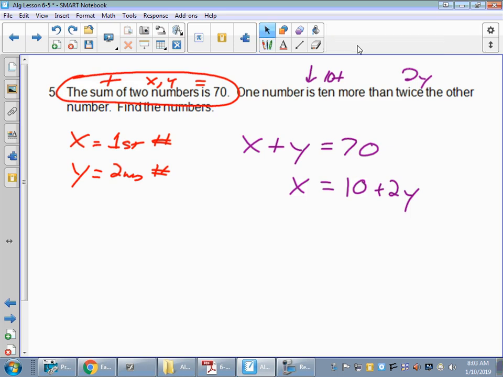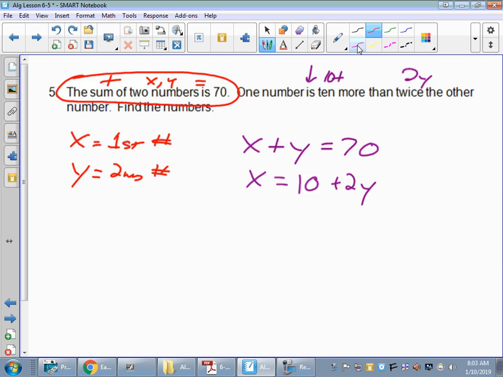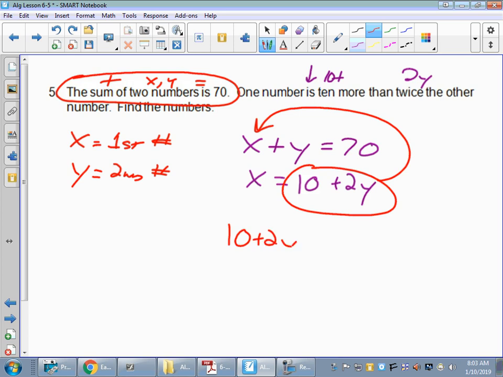So now I'm in a situation where maybe it's not elimination that we use. Maybe it's substitution, because I've already got it in the form of x equals. So that's what I'm going to do. I'm going to take this 10 plus 2y and sub it into my x, because that's what x is equal to. So then I could just use substitution to say 10 plus 2y plus y equals 70. Now I'm going to combine these like terms. I've got a 2y and a 1y, so that would make a 3y. So 10 plus 3y equals 70.